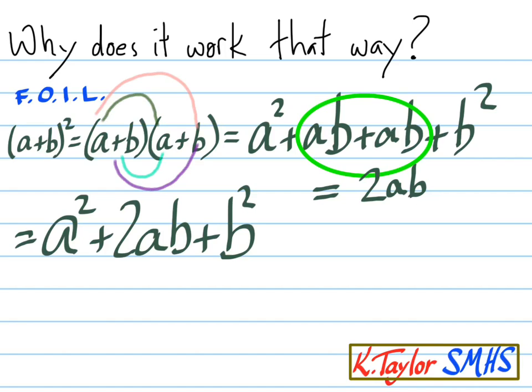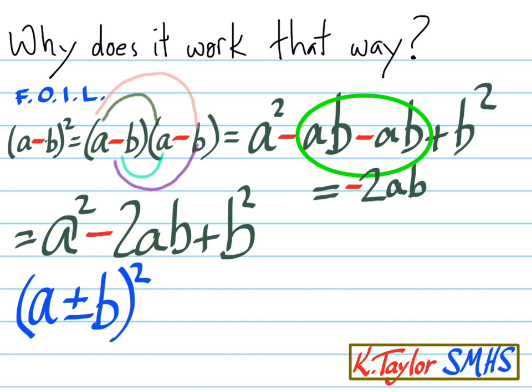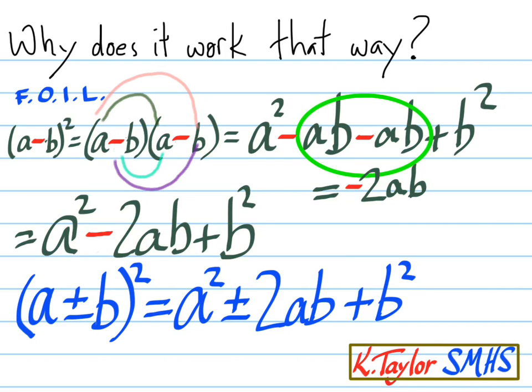And just to make the point earlier, if it was a minus b, then that would be a minus b times a minus b, and you'd have a minus ab and a minus ab from doing that little multiplication, which of course would make your 2ab negative, and so the structure then would just be a squared minus 2ab plus b squared. So that's why I was saying earlier that it sometimes is convenient to think of a plus or minus b squared, and just in that same exact structure right there, a squared plus or minus 2ab, depending on what's in the binomial, and then b squared is always positive.